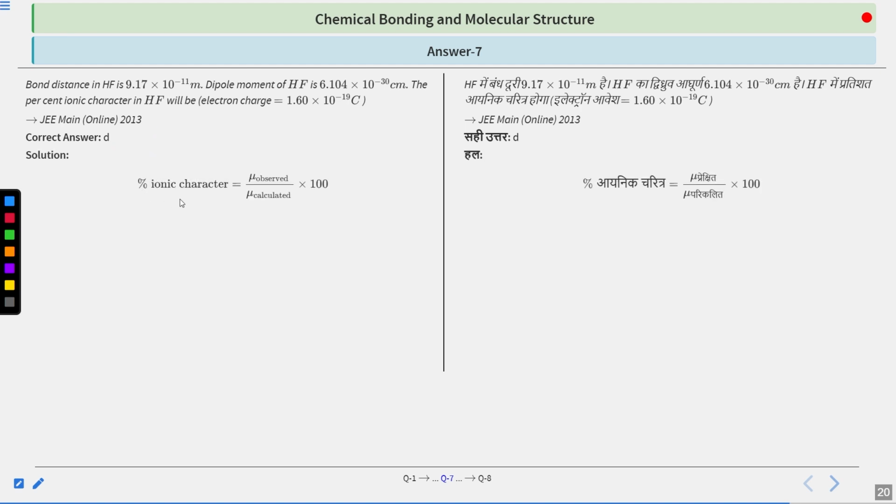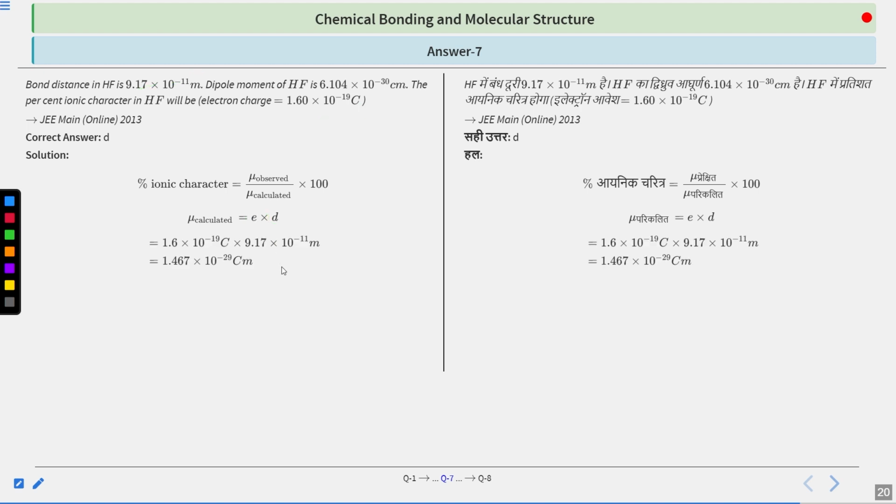The percentage ionic character is calculated by this formula: the observed dipole moment, divided by the calculated dipole moment, which you will calculate using this data, multiplied by 100. Now, how is the calculated, that is the theoretical, one calculated? It is calculated by multiplying the charge and the distance. Very easy, right? This is the distance, this is the charge. Simply multiply these, and you will get your calculated or theoretical dipole moment.